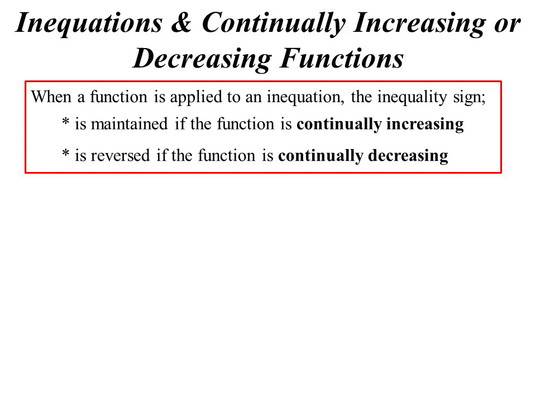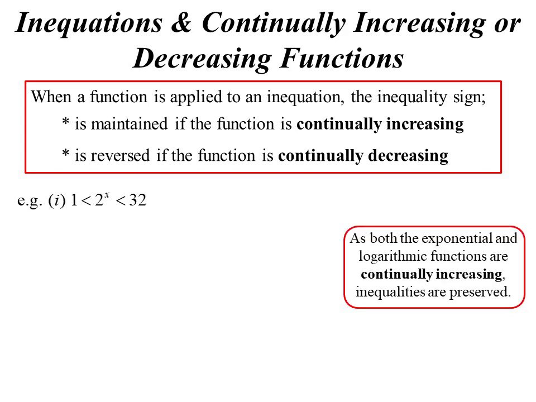So what that means is, if we get this really strange inequality to think about, we've got to work out where x is. But we know 2 to the power of x goes between 1 and 32. Well, I can apply the log function, because we know the exponential and the log function, both of them, are continually increasing. If you think of their curves, they're always going up. The log function goes like that, the exponential function goes like that. So the inequality sign will stay the same.